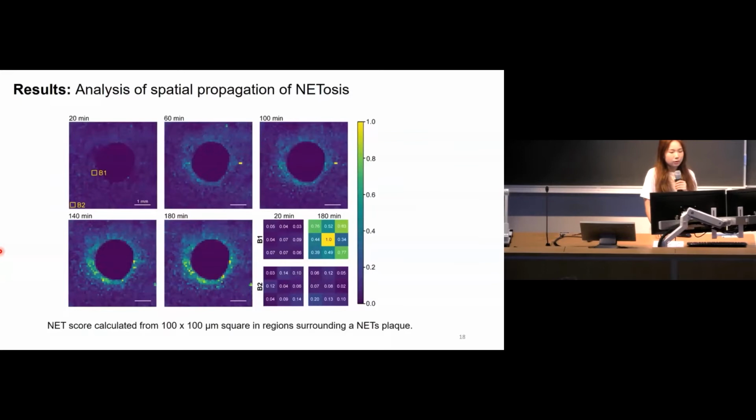Then we developed an algorithm to analyze this spatial propagation of NETosis. We used the net score, which ranges from 0 to 1. We first remove the signals of the net plaque. So the center area here, we have 0 net score. And we found that the net score increased over time, especially in regions close to the net plaque, for example, region B1 here. But for regions a little bit further away from the net plaque, we didn't see much net score increase. For example, in region B2 here, the net score stayed at a very low level.